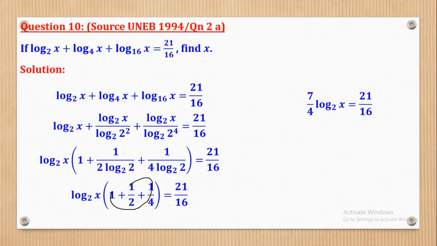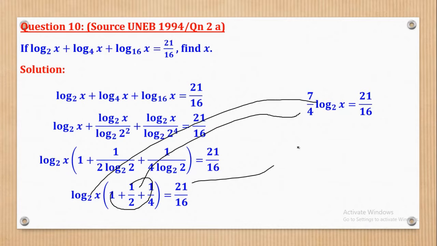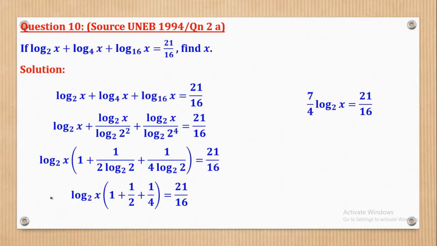Therefore when I add all these ones, I'll come up with 7 over 4, and this one is maintained, this one is also maintained. So when I take this one this side, I'll come up with log base 2 of x equal to 3 over 4. Therefore 2 to the power 3 over 4 is equal to x, and 2 to the power 3 over 4 is equal to 1.6818.